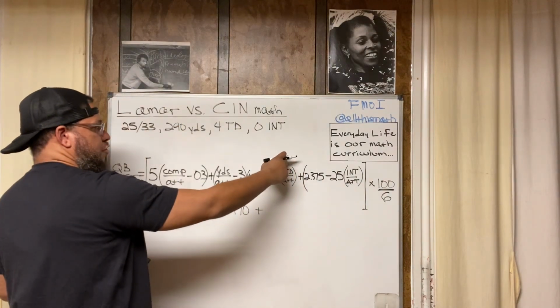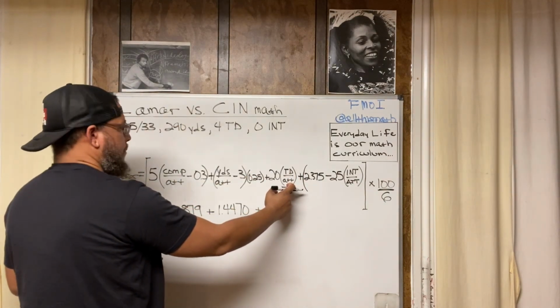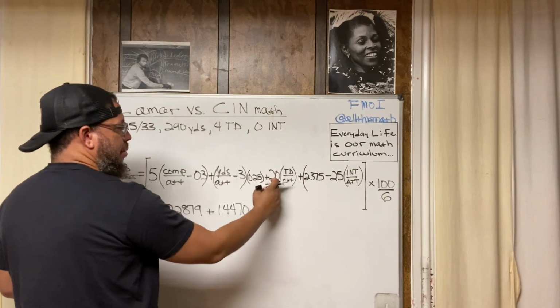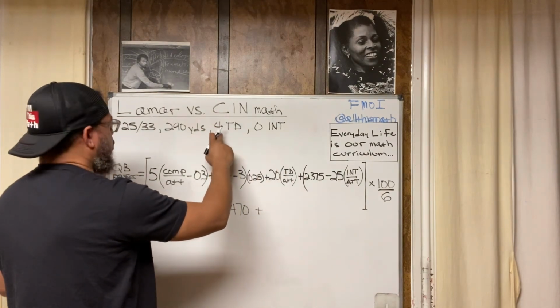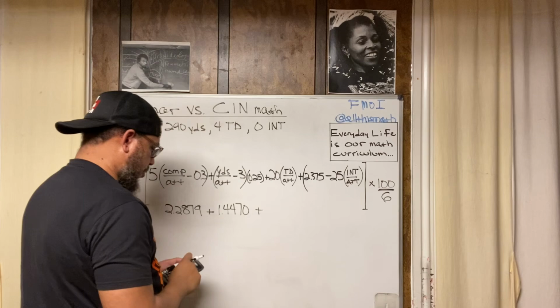Now we're going to do the number of touchdowns thrown for divided by the number of attempts. Then we're going to take that quotient and multiply by 20. So the touchdowns is 4. 4 divided by 33.